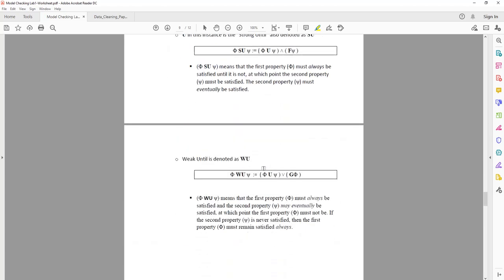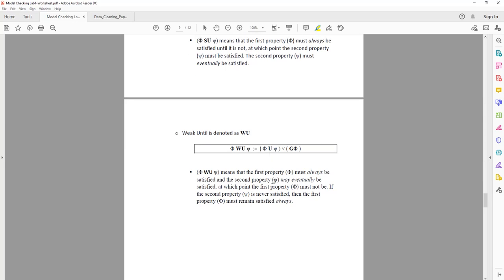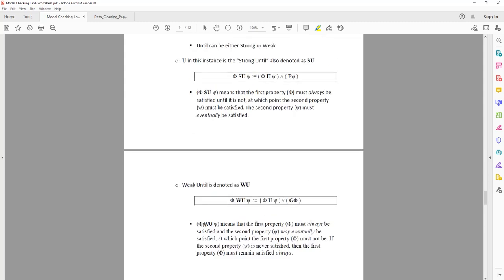However, in weak until, we'll see that phi until psi, or always phi. So the first property can always hold. Or you can find the second property, and if you do find the second property, then the until comes into it. But it is not necessary in weak until. So phi weak until psi means that the first property must always be satisfied, and the second property may eventually be satisfied. At which point, if it is found, the first property must not be satisfied. If the second property psi is never satisfied, so you never find it, then the first property must always be satisfied. So this is this part.